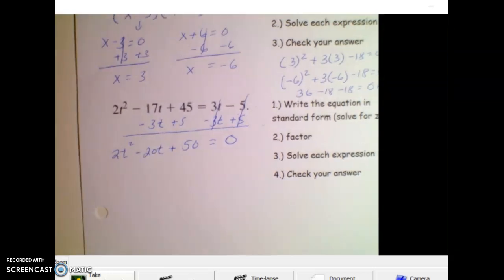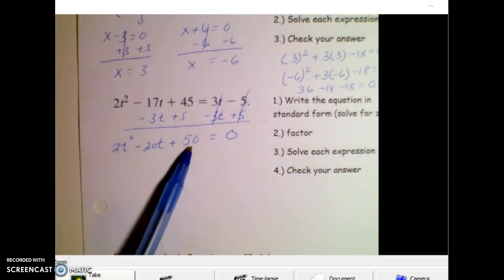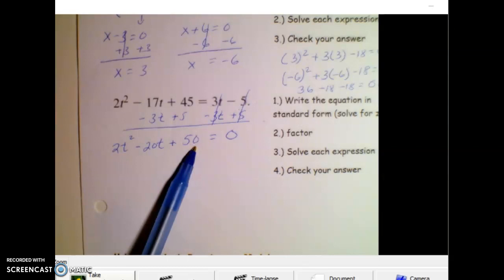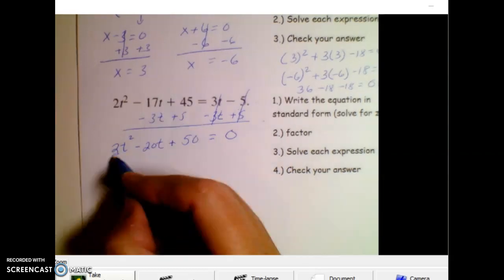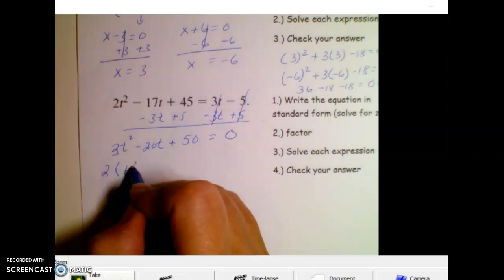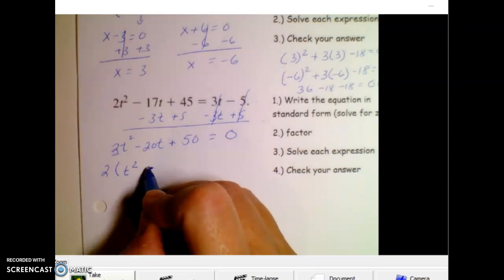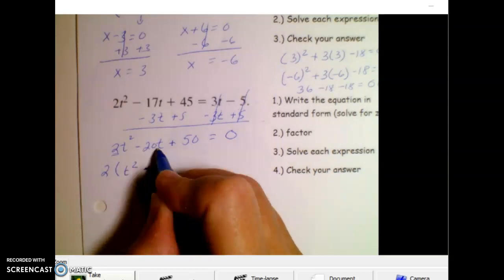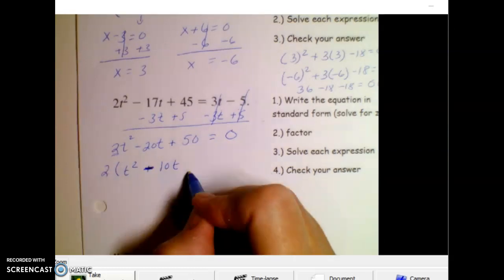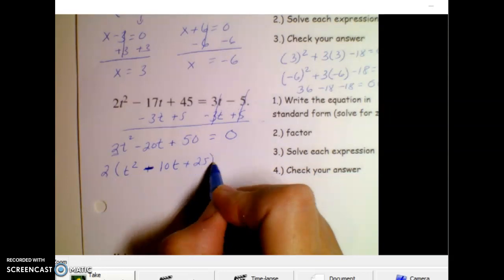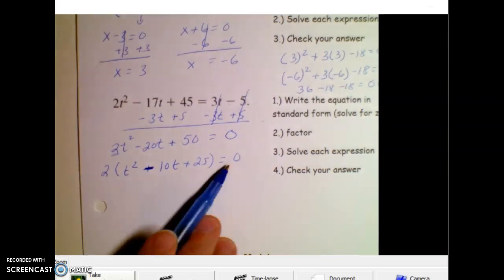Okay, so what should jump out at you right away when you're looking at this is I have a 2, a 20, and a 50. So I could factor out a number, and the number I'm going to factor out is the 2. So I would have t squared minus 10t, and 2 times what gives me 50 would be 25, equals 0. All right, so this says 2 times this whole quantity equals 0.